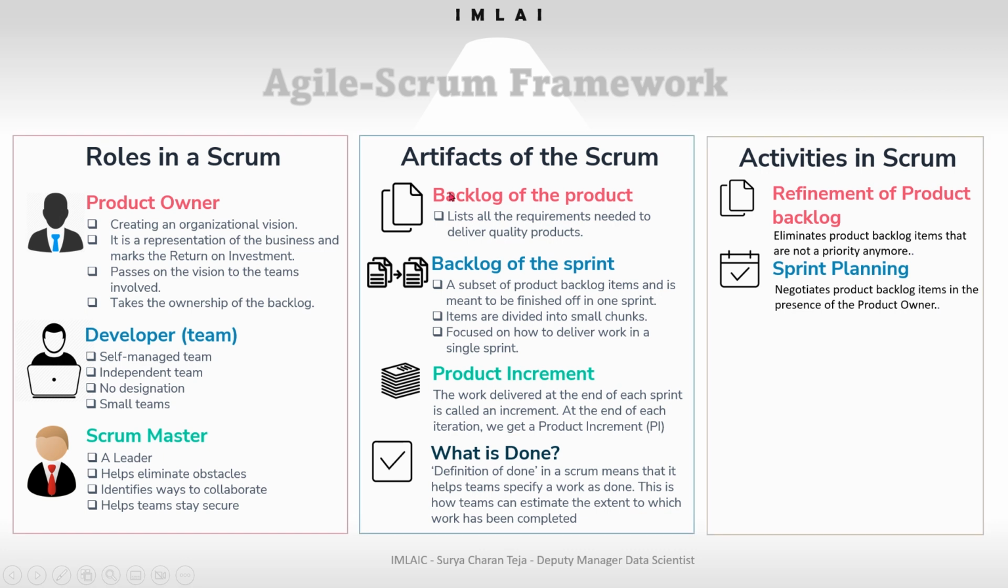This product owner negotiates out of the product backlog. Here you can see the product backlog. The backlog of the product consists of the list of all the requirements to be done. Out of which the product owner negotiates and comes up with a few of the requirements from the backlog, so that you can work on this sprint. That's called sprint planning.